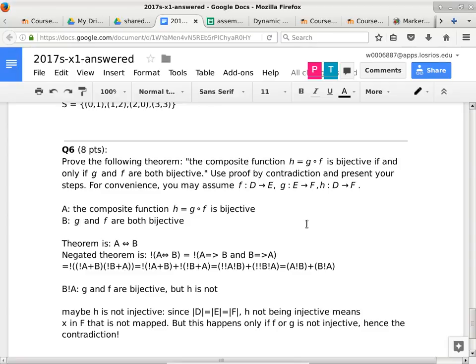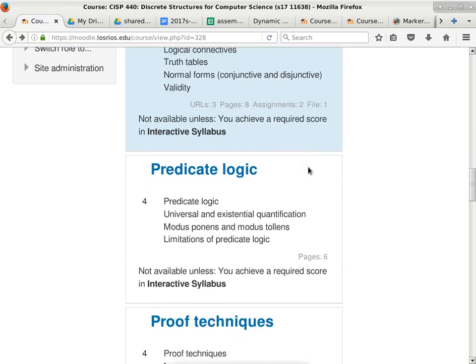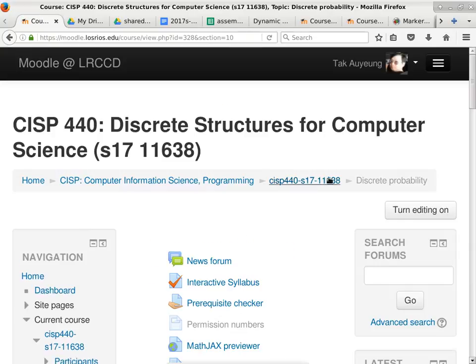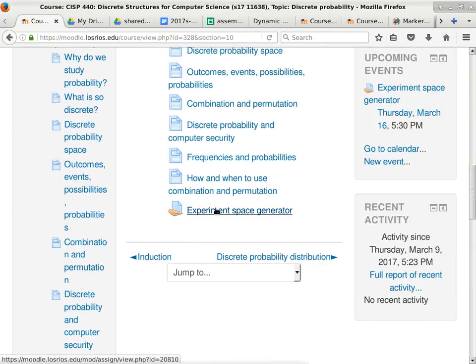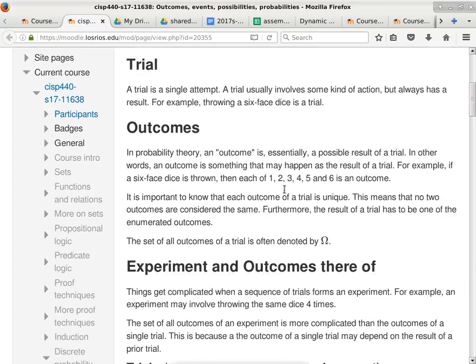All right. So are you guys ready for homework assignments? Yes? Okay. So here's your first homework assignment after a long while of not having any homework assignments. This one is in discrete probability, and I'm hoping it won't be too difficult. It's called experiment space generator. So before we talk about this, we'll first have to talk about what is an experiment, what is an outcome, what is an event, and that sort of thing, which is in this particular slide here. So we'll go to that slide and just talk about it first.